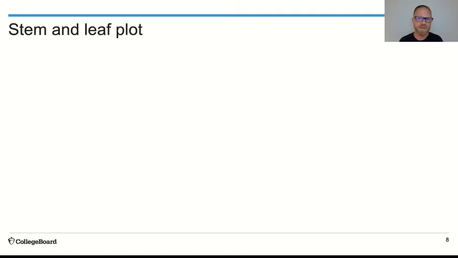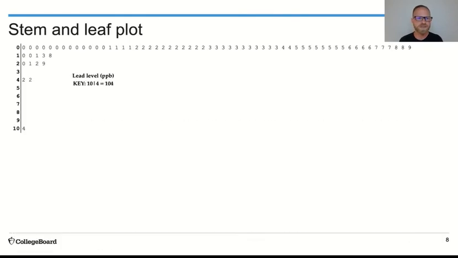Another type of display you can use for the data is a stem and leaf plot, which looks like this. And what you'll see here is that each value is represented with a stem, which is the value to the left of the vertical line, and a leaf, which is the value that you see to the right of the vertical line. So for example, the number 104 is represented with 4 as the leaf, and then 10 as the stem there.